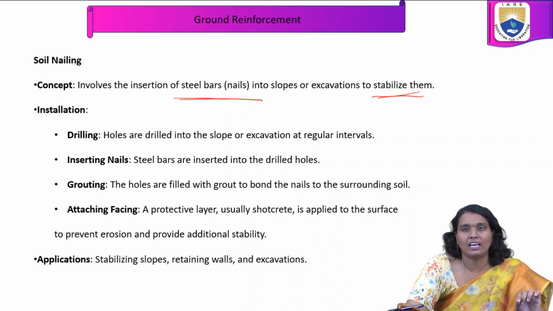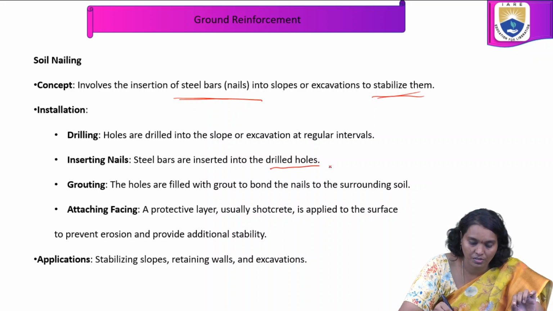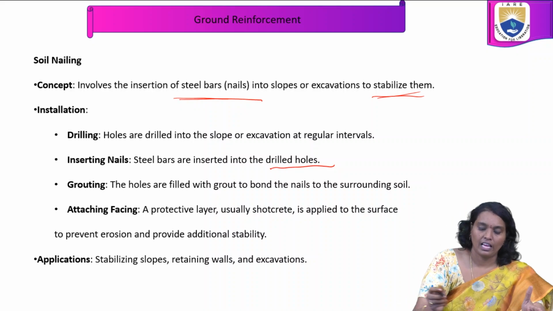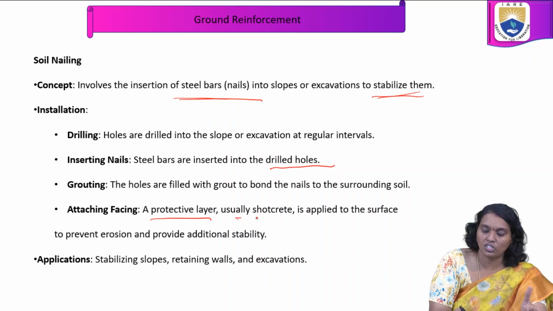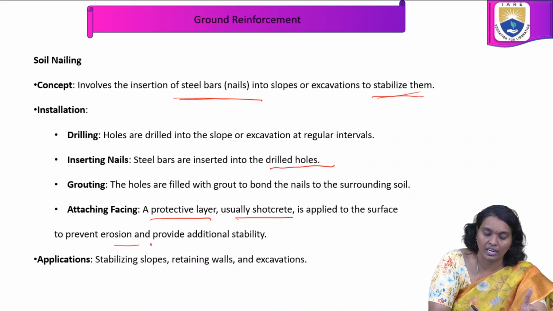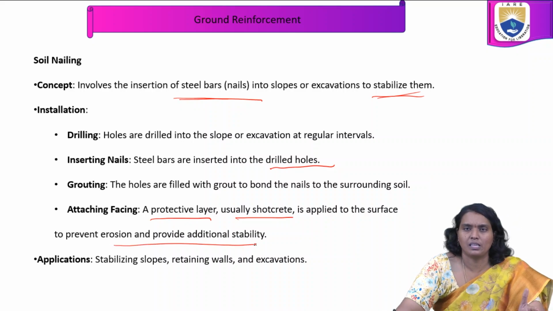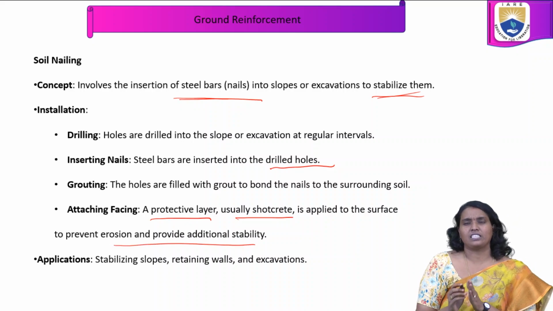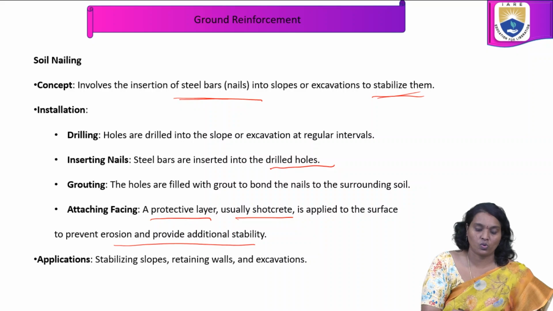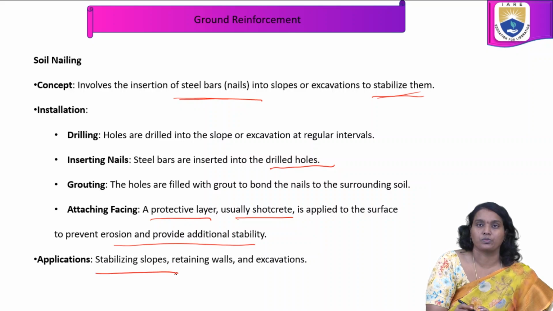In the next step, the steel bars are inserted into the drilled holes. The holes are filled with grout to bond the nails to the surrounding soil. In the attaching phase, a protective layer, usually shotcrete, is applied to the surface to prevent erosion and provide additional stability. Such a technique we use in excavation, retaining walls and also for stabilizing slopes.